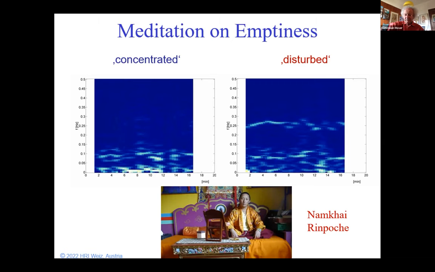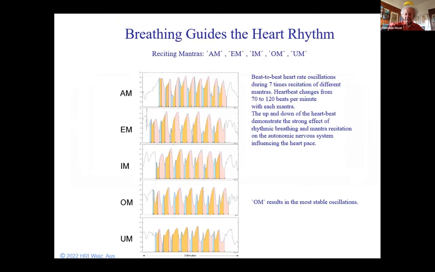Now, the next thing we investigated were the different mantras, like first we investigated the Om, but then also Am, Em, Im, Om, and Um. And you see, this is the original registration of the heart rate, and it was very impressive that there were so strong influences on heart rate between 80 beats per minute and 120 beats per minute, just within a few seconds, just by reciting Am, Em, Im, Om, or Um.